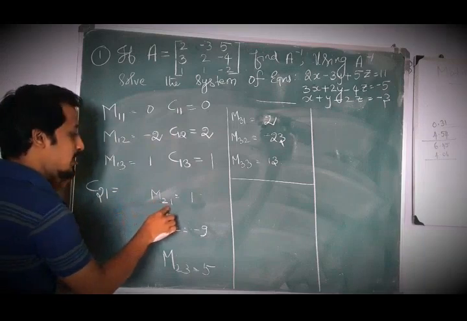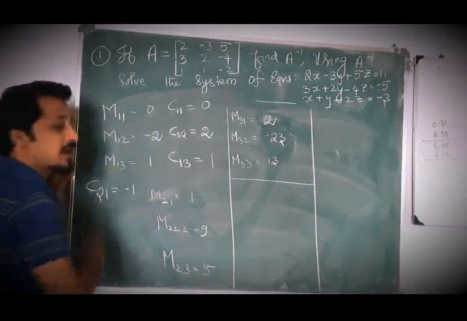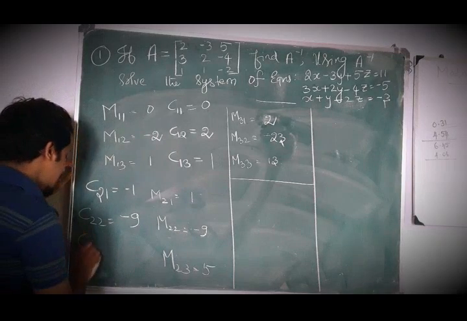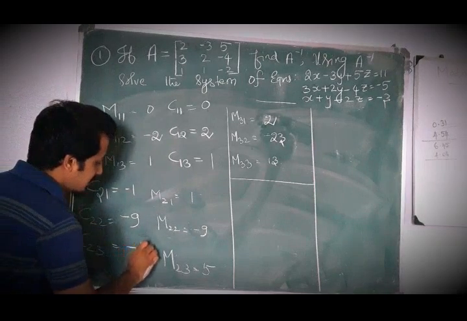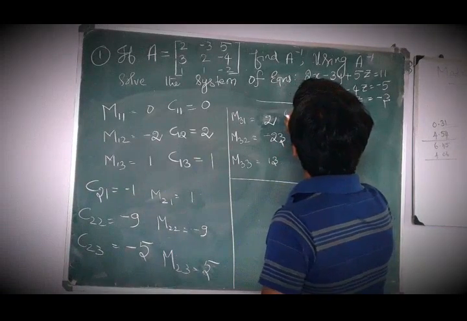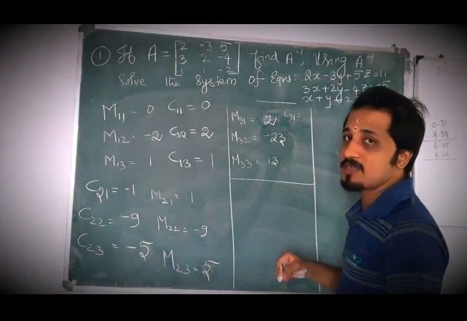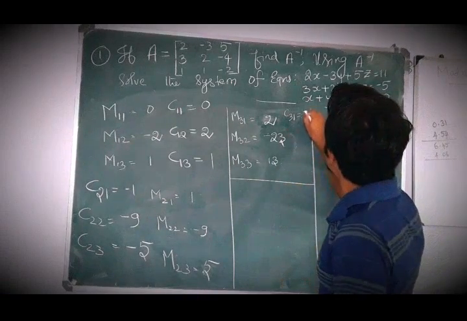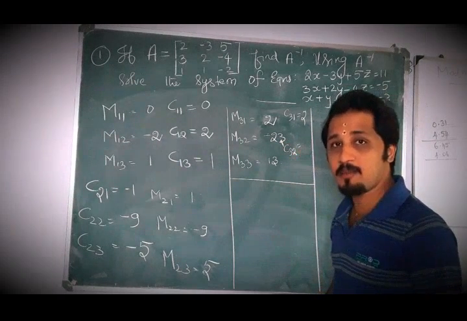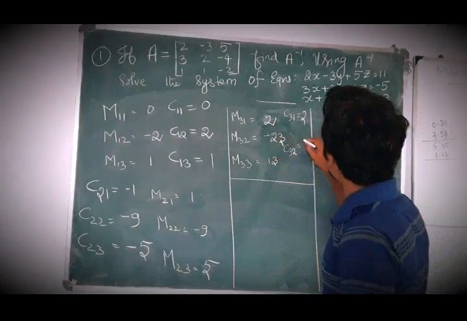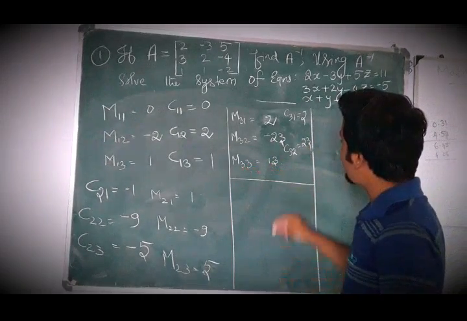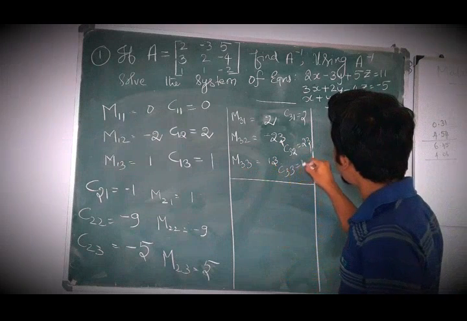What is C21? 2 plus 1 is 3, odd, so I have to multiply with the minus, that is minus 1. Now C22 will be the same as the minor, which is minus 9. C23 is odd, so I multiply with the minus, which is nothing but minus 5. Now C31: 3 plus 1 is 4, an even number, so it will be the same as the minor, that is 2. Now C32: 3 plus 2 is 5, an odd number, so I have to multiply with the minus, so it will become positive 23. Now C33 is an even case, so I write it as it is, that is 30.